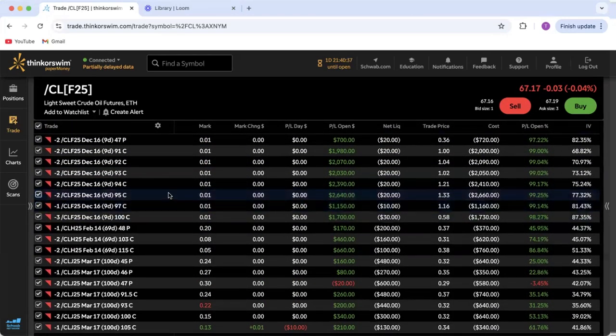All right. If we go across here, the first column is mark. Remember I was telling you crude oil is $1,000 a point? As you can see here, like this very first one, it's the mark. Mark means the market price of that option. And let's look at what this option is. This is a CLF 25.